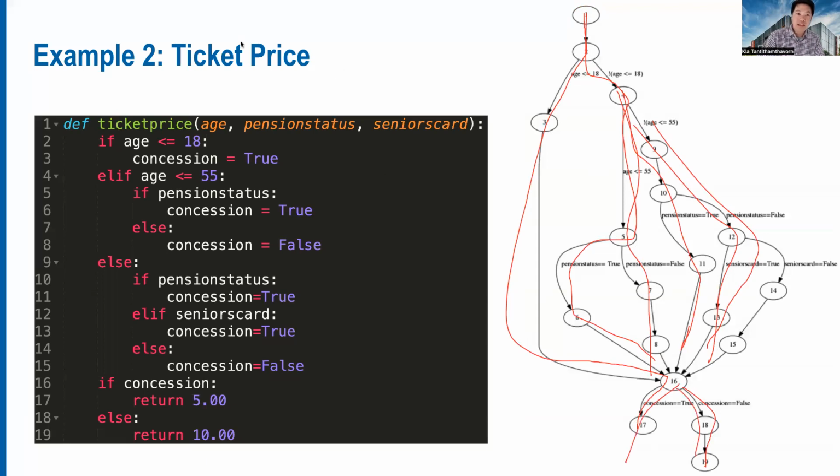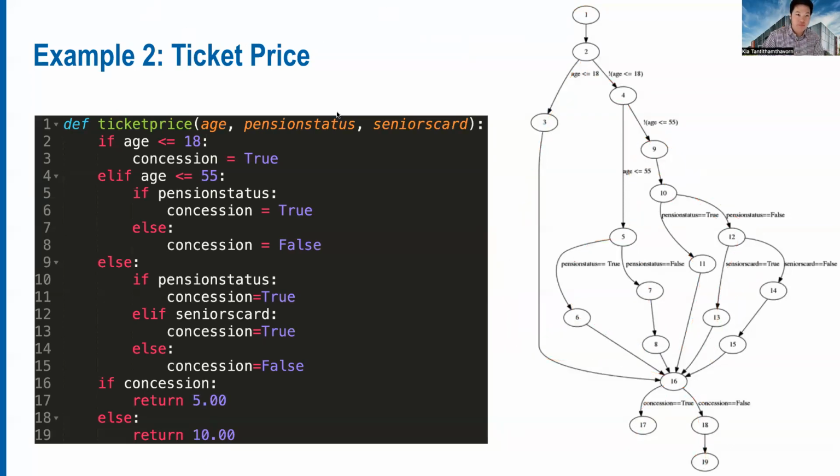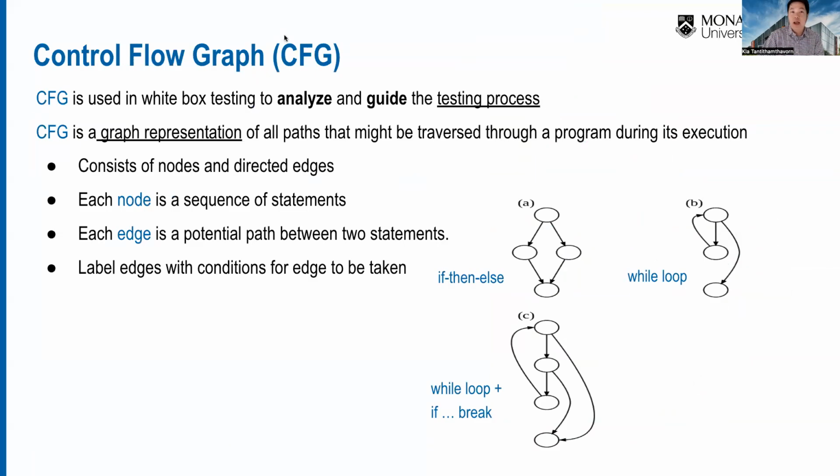These are the feasible paths, this is what we know so far. And what is a CFG? Back to the basic definition again. Normally a CFG, or control flow graph, is used to analyze or guide the testing process, and it is a graph representation of all paths that might be traversed through a program during its execution. Normally there are two key components here. The graph consists of nodes and edges. A node is a sequence of statements. An edge is a potential path between two statements. That's a simple basic definition.